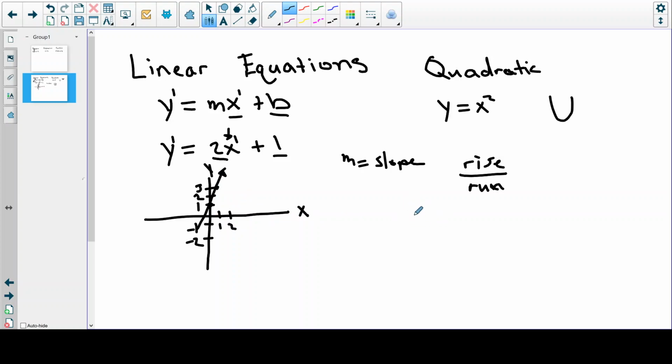Now also beware of equations that have y equals 1 over x. This is not a linear equation, so just be careful. We'll talk about that later, probably in algebra 2 again, but this is not a linear equation. This is a linear equation.